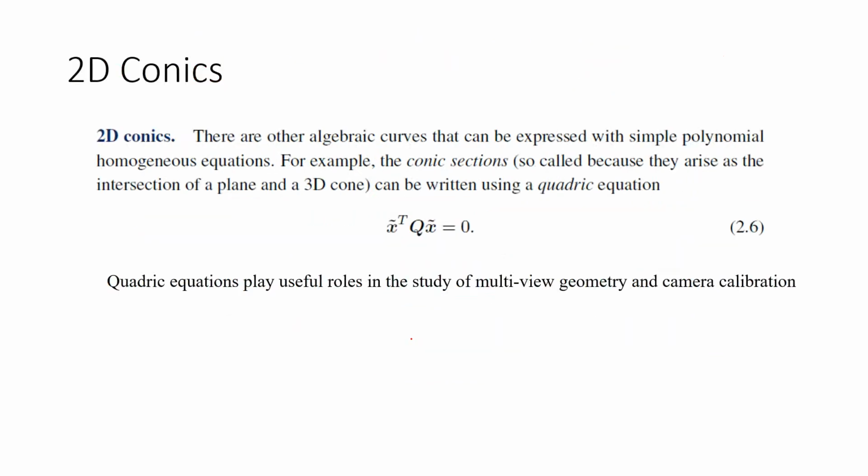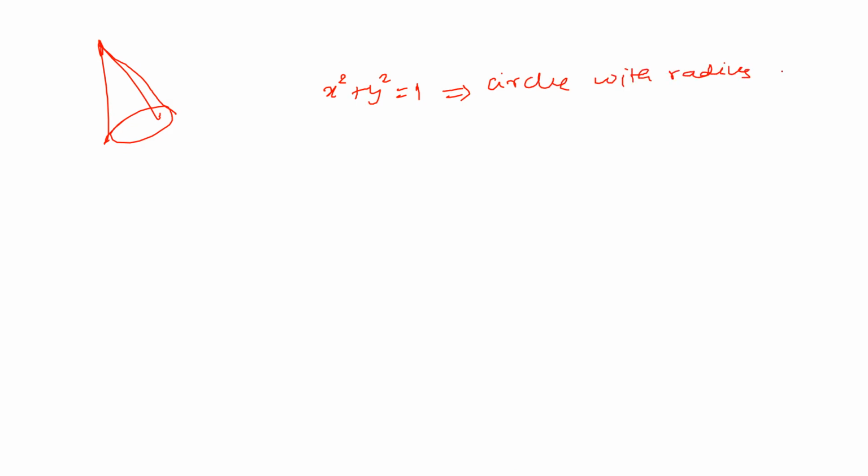Then we are going to see about 2D conics. So every conic is a form of circle, right? So we know the conics. Sorry. So this is the conic shape. So every circle will become a conic shape. So I'm going to write the circle equation. So this equation represents a circle with radius 1. This can also be represented as x square plus y square minus 1 equal to 0.